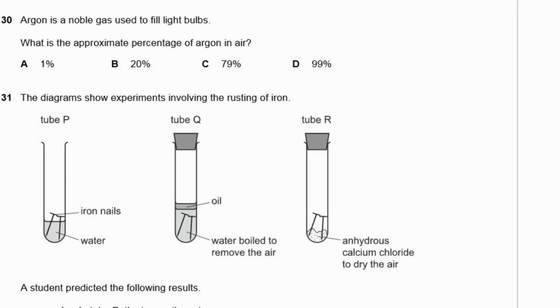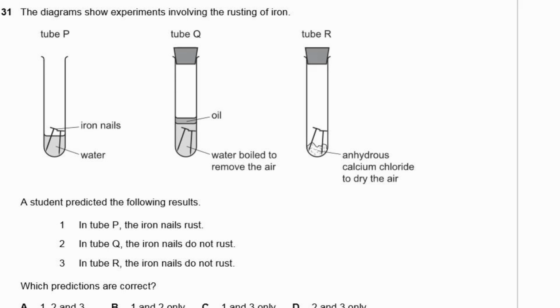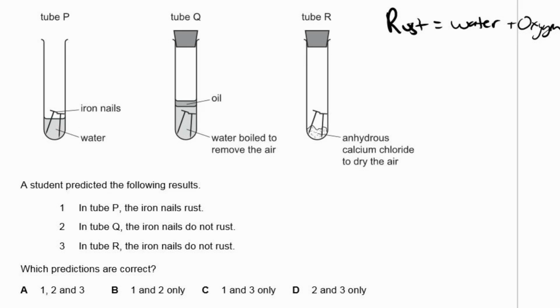Question 30. Argon is a noble gas used to fill light bulbs. What is the approximate percentage of argon in air? Well, there's really not very much argon in air. It's only 1%. There we go. Question 31. The diagrams show experiments involving the rusting of iron. Okay, tube P. We have water with iron nails, just open to the air. So in order to have rusting, you need water plus oxygen. And if you have water and oxygen, you're going to get rust. Well, you're likely to get rust. So tube P, that should rust.